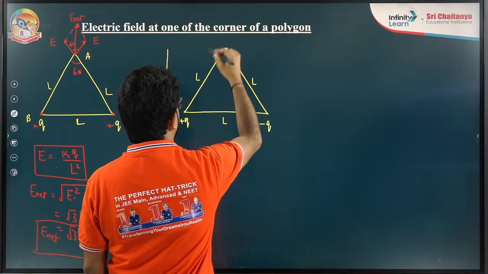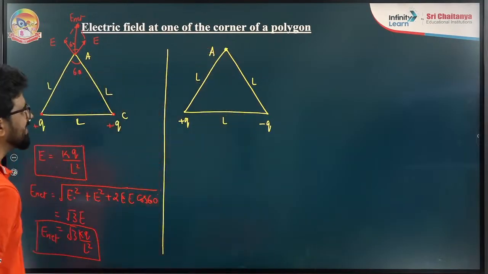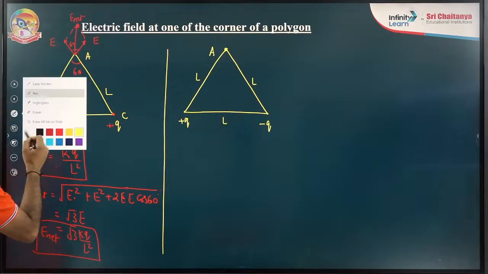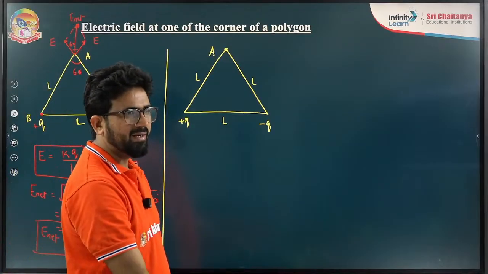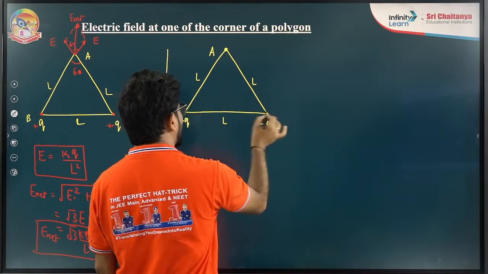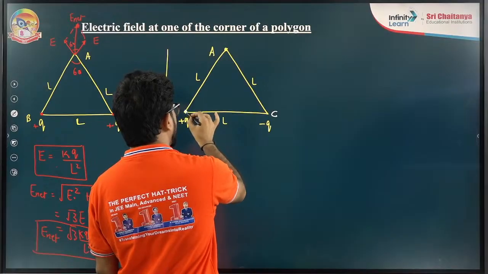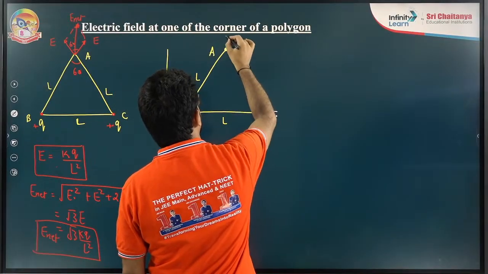Again, I am taking this point as A, and the question remains the same. Find the net field at A. How to calculate? Very simple. This point is B, this point is C. Due to point B, what is the field? The field would be radially outward. That I am saying is E.